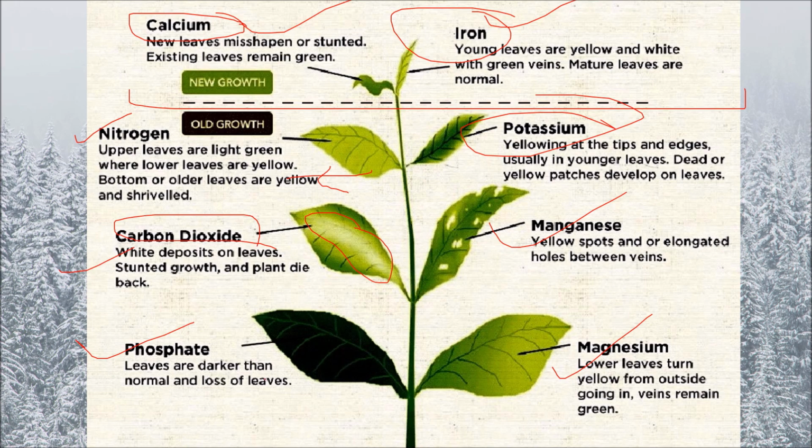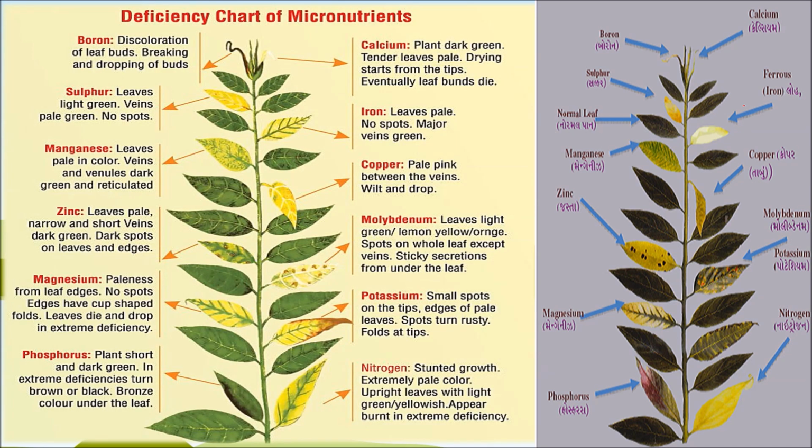then the associated problem might be of carbon dioxide. Phosphorus: if darkening is happening in the leaves and loss of the leaf is there in the plant, that is a symptom denoting phosphorus deficiency. Magnesium: the lower parts are turning yellow and the veins are remaining green, so that is a deficiency that can be correlated to magnesium. Manganese: yellow spots are there and elongated holes are there between the veins, that is the symptom of manganese. Potassium: yellowing at the tips and the edges, dead or yellow patches developing on the leaves, and that is a symptom denoting potassium deficiency.